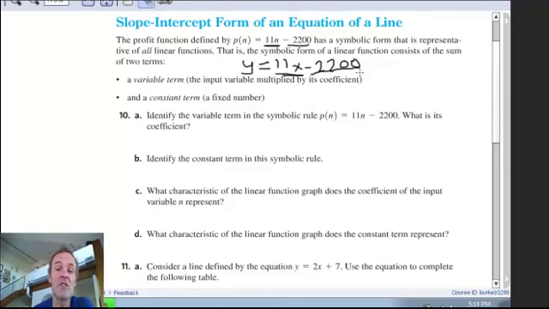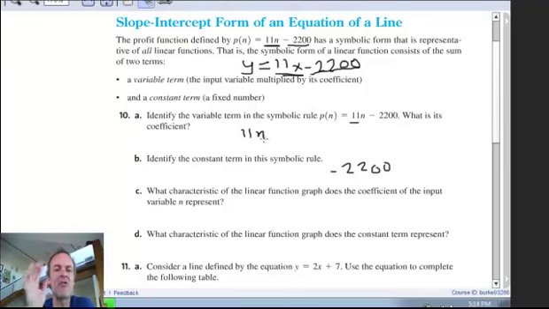What is the coefficient? 11, remember coefficient? So 11 is the coefficient of the variable term. The variable term is 11n. And the constant is the negative 2200. Let's write that down, okay? So negative 2200. And the variable term is 11n.